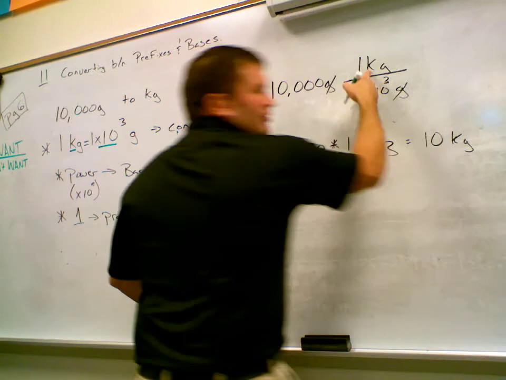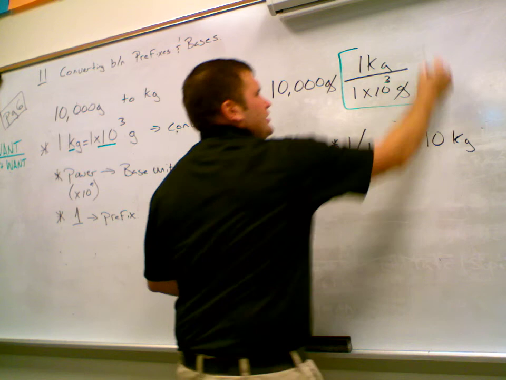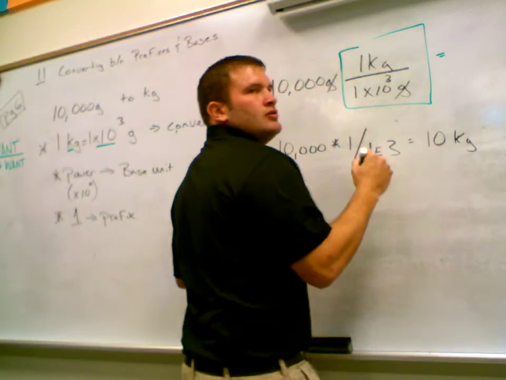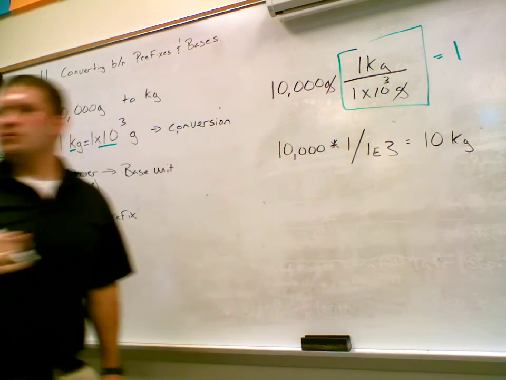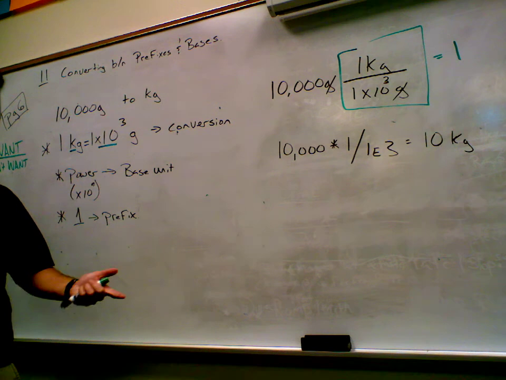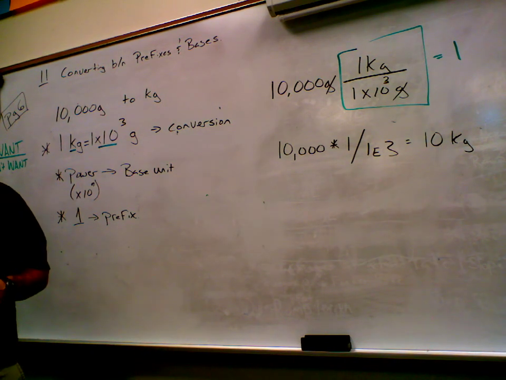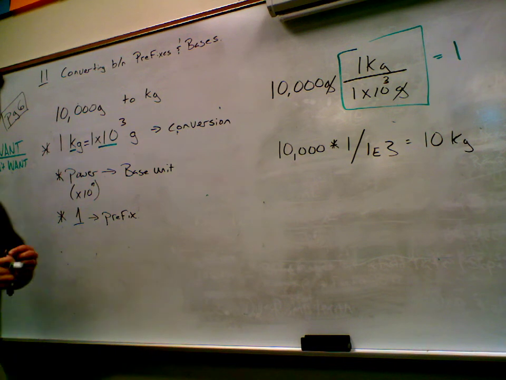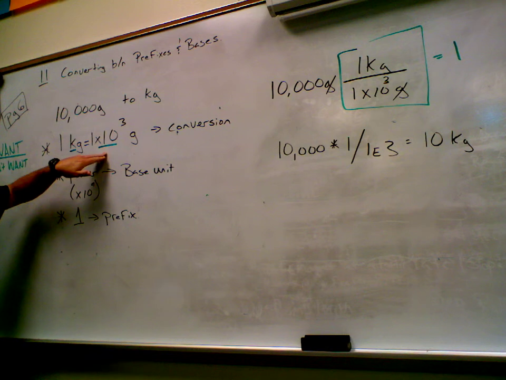Why is it only changed in the unit? Because kilo means 10 to the third, right? So this factor right here is really equal to 1. I multiply by a fancy 1 to just change my unit. It doesn't change my measurement. The reason why I know it's 1 is because I know 1 kilogram is 1 times 10 to the third grams. If I have the same number on top as I do on bottom, it equals 1.